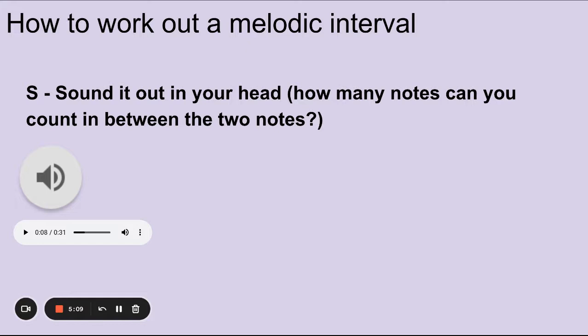Now, a song that I like to use to help me recognise the interval of an octave is Somewhere Over the Rainbow. Somewhere over the rainbow. The distance between some and where is an octave.